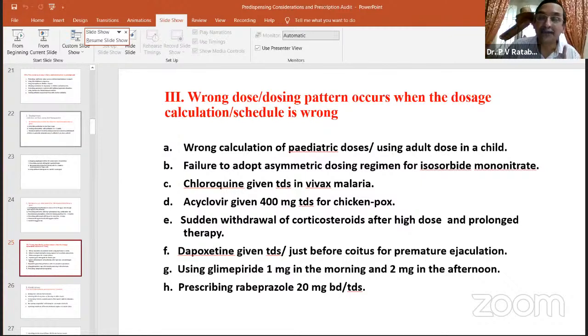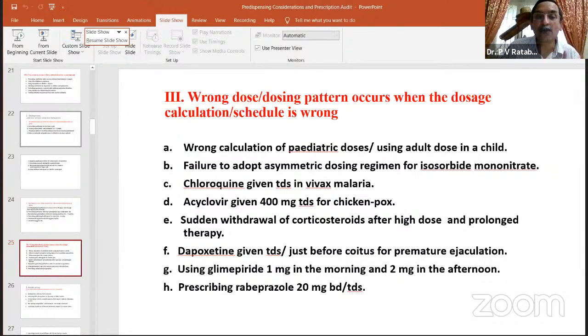I have seen consultant physicians giving 400 milligrams TDS for chickenpox. It is a wrong dose. The chickenpox does not get cured and the patient goes into neuritis later on, especially if this is prescribed for herpes zoster also in a similar dose, then the patient can go into very severe complications.